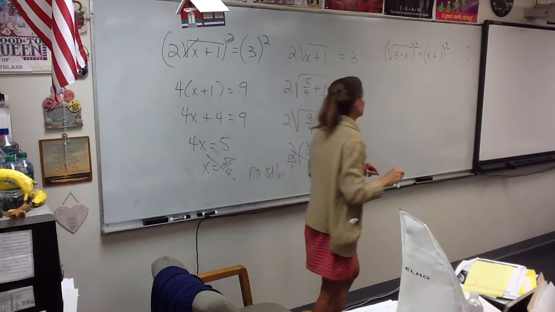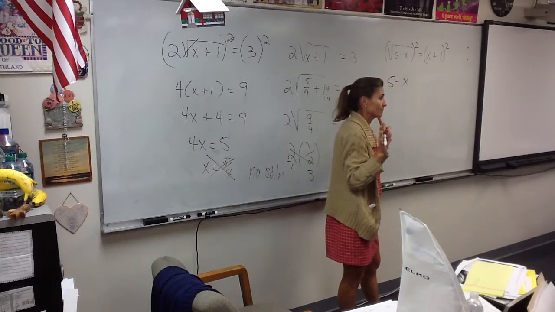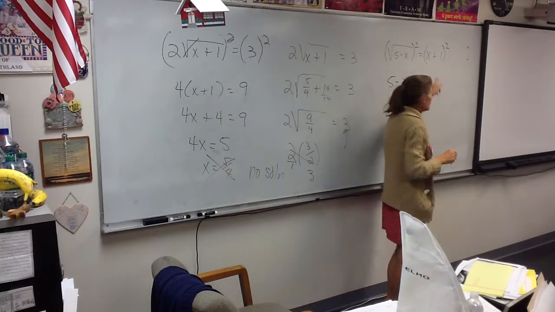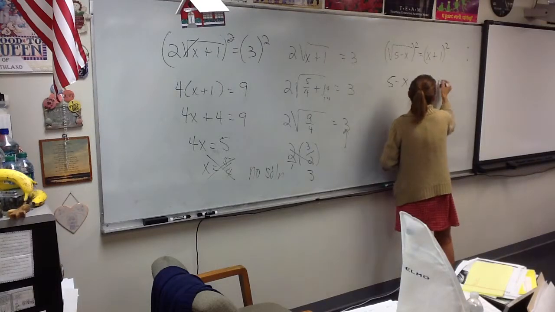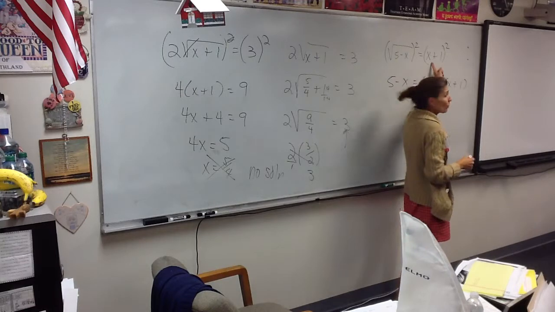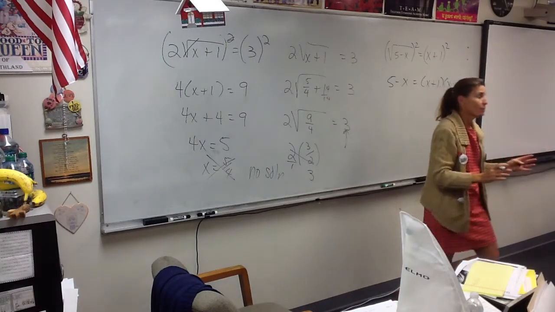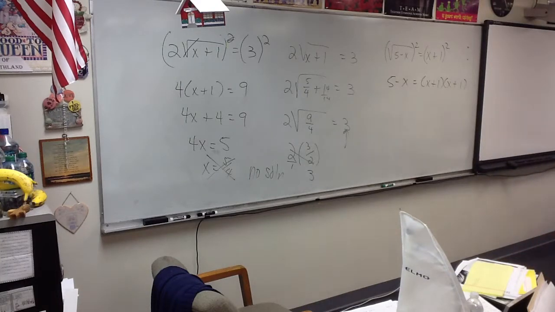But here's the difference. This side, of course, is just 5 minus x. That's easy. This side is x plus 1 times x plus 1. You don't square the individual pieces. You square the whole unit, which means I'm going to have to do what? Distribute. I call it foiling, but it's actually distributing. So what do we get when we FOIL x plus 1 times x plus 1?